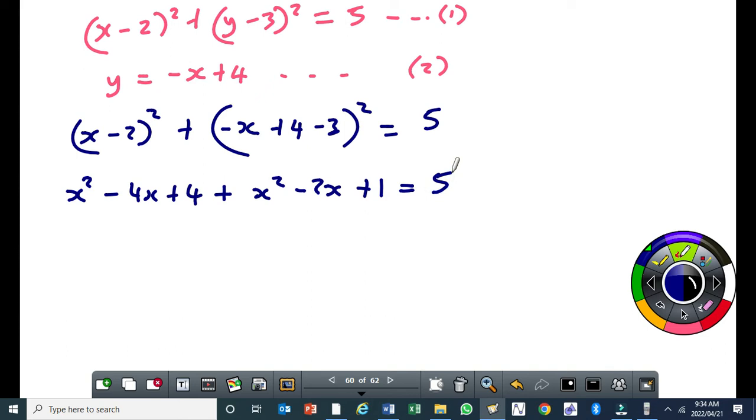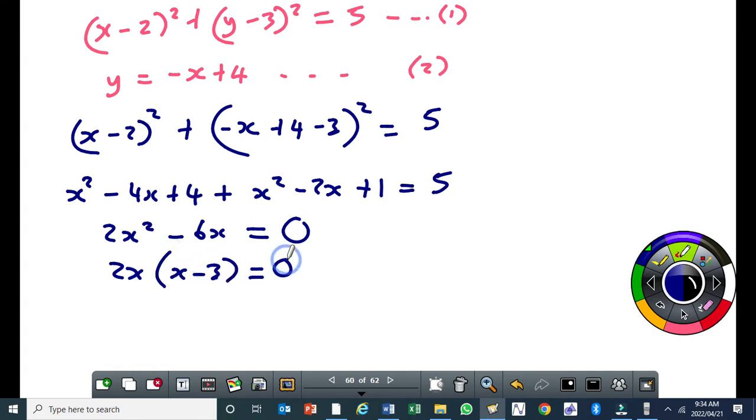If I add those two, I'll get 2x squared, then minus 6x, and 4 plus 1 will give me a 5. If I take the 5 from the right, they cancel out, so I'll end up having 0. So I can factorize this, and then you get x equal to 0, which is the value of x at D.